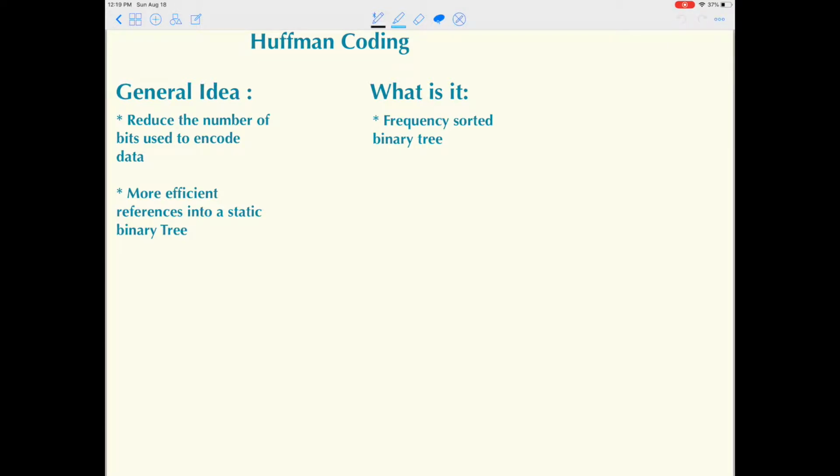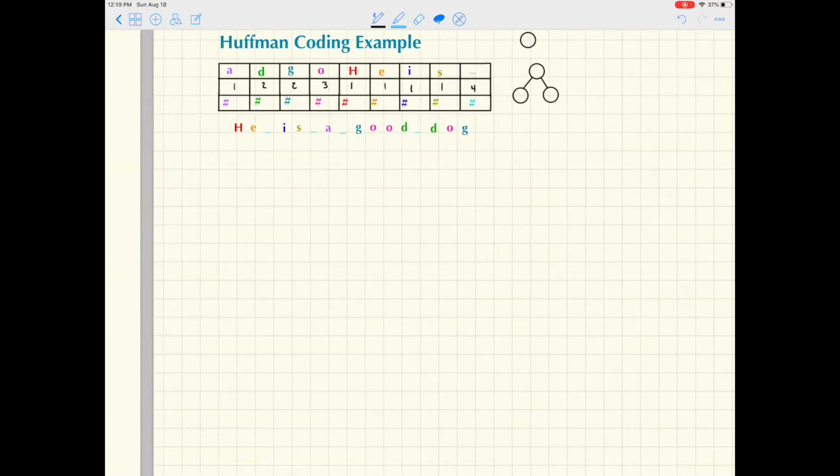And that's Huffman coding. I really enjoy this algorithm because it's very intuitive, something that you'll learn once here and you'll never have to have someone explain it to you again. The general idea here is that we just reduce the number of bits used to encode the data, and it provides us with more efficient references into a static binary tree. It boils down to just using frequency to sort a binary tree. I think this will make more sense when you see it in action. I have an example prepared here.